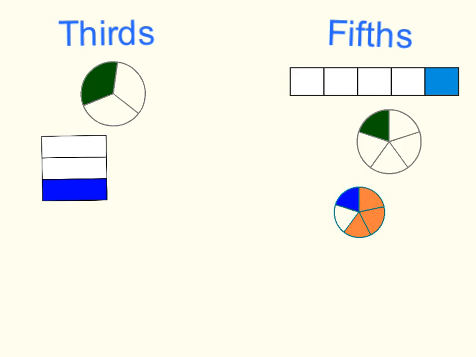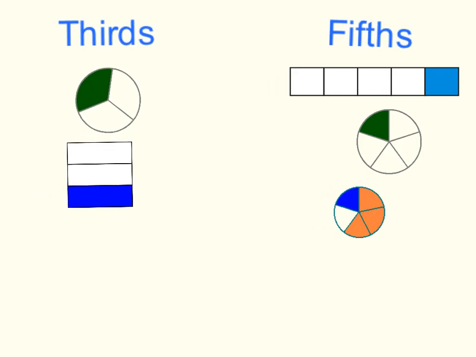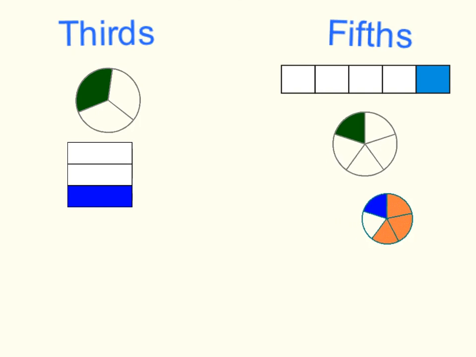Fifths. So, as you can see, these shapes here have been divided into 3 equal parts. So those shapes have been divided into thirds. And these shapes here have been divided into 5 equal parts. So those shapes have been divided into fifths.